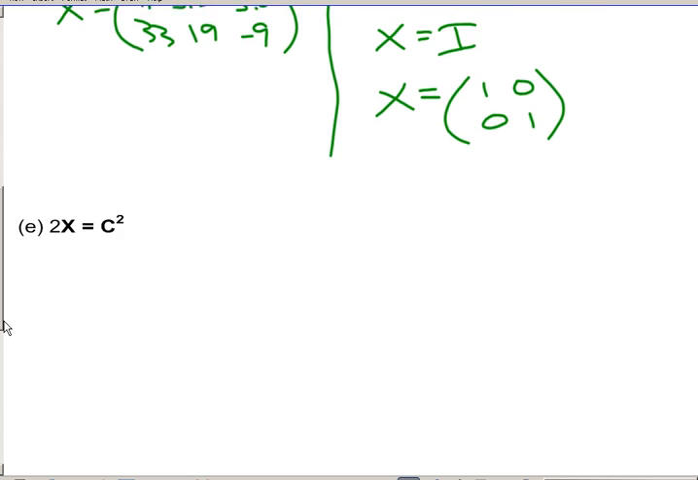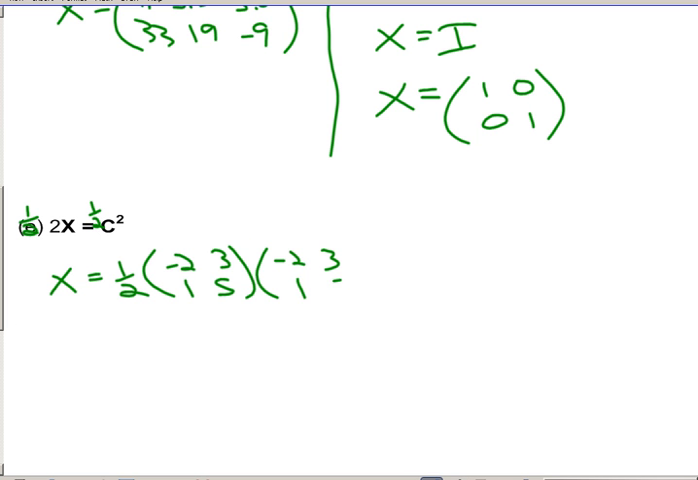All right, next one. We've got 2x equals C squared. So you might be tempted to say I'm going to divide both sides by 2. Really, we should be multiplying both sides by a half to isolate x. So x is going to be a half times C squared, which would be negative 2, 3, 1, 5, all squared. Don't be that person who treats this as just squaring every entry in the matrix. You know that squaring means multiplying something by itself. So do that. Multiply the matrix C by itself. Leave the half out front until the end. It'll just make for fewer operations with fractions.